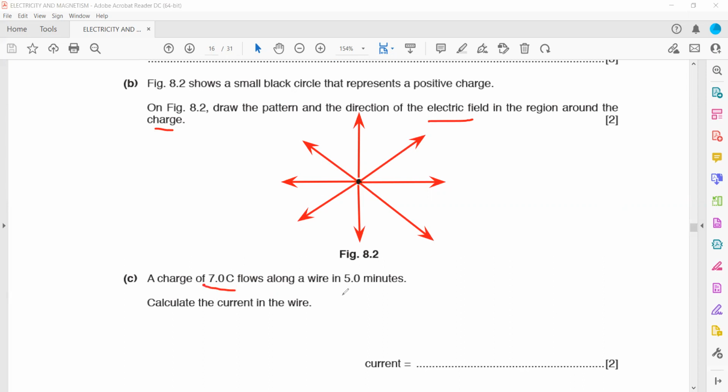Then a charge of 7 coulombs flows in 5 minutes. This question looks very easy, but there is a small catch: time should always be in seconds. So the 7 is correct, but the time is not 5 minutes, it should be in seconds. So we have to convert minutes into seconds. 5 multiplied by 60 equals 300. So it will be 7 divided by 300, which equals 0.023. Whenever a question is there, the time should always be in seconds. So 0.023 amps is the right answer.